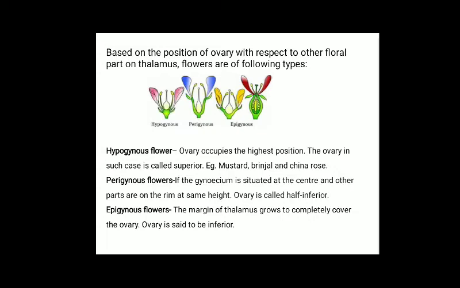In the case of perigynous, the gynoecium is situated at the center and the other parts are on the rim at the same level. So here the gynoecium is half superior. In the case of an epigynous flower, the margin of the thalamus grows completely over and covers the ovary. That means the ovary is inferior.